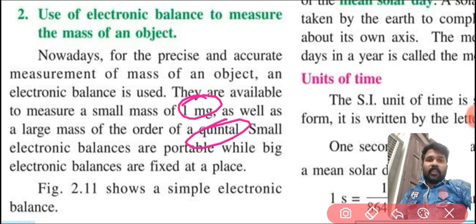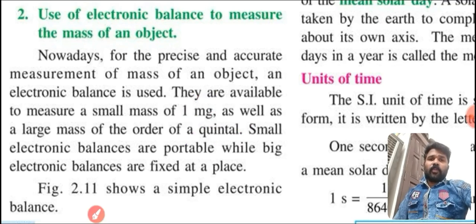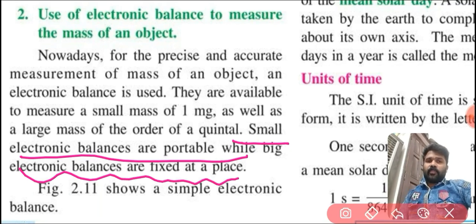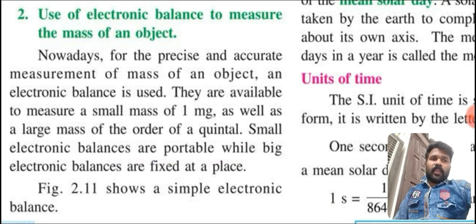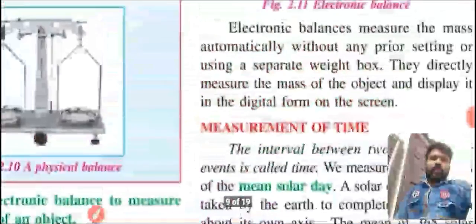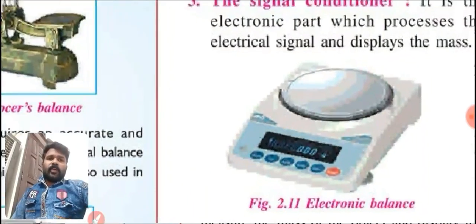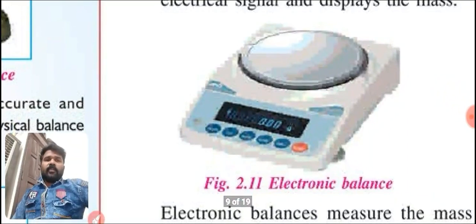Small electronic balances are portable. They can be carried from one place to another, but big electronic balances are fixed at a place. In figure 2.11 we can see a simple electronic balance. Okay, students, here this is an electronic balance. Maybe you have seen it at the jewelry shop itself.